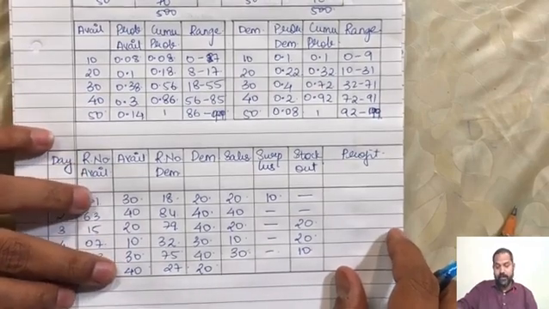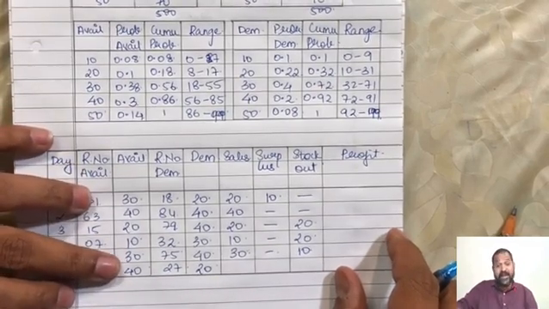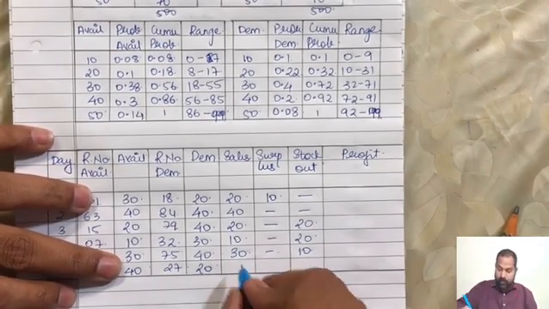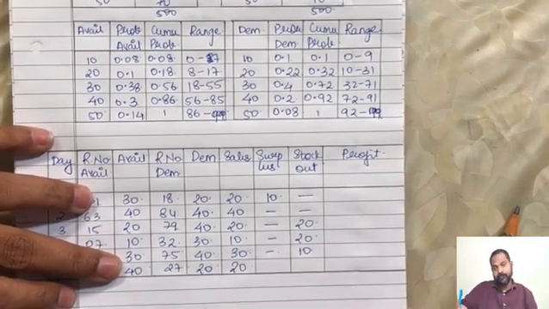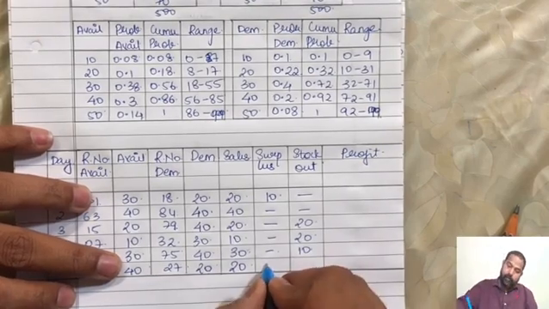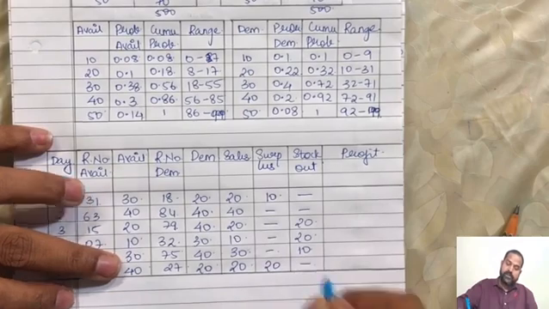And lastly, the availability is 40. The demand is only 20. How much will you sell? 20. Are you surplus? Yes. By how many units? 20 units surplus.